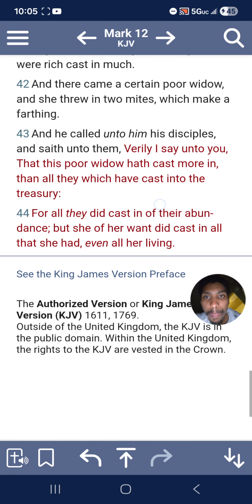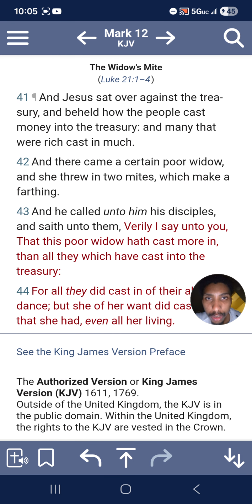She was sincere. So Mark 12:41 says, and Yahweh Shah sat over against the treasury, and beheld how the people cast money into the treasury, and many that were rich cast in much. And there came a certain poor widow, and she threw in 2 mites. Those 2 small coins. We went over what a mite is in the KJV. It says, which make a farthing.